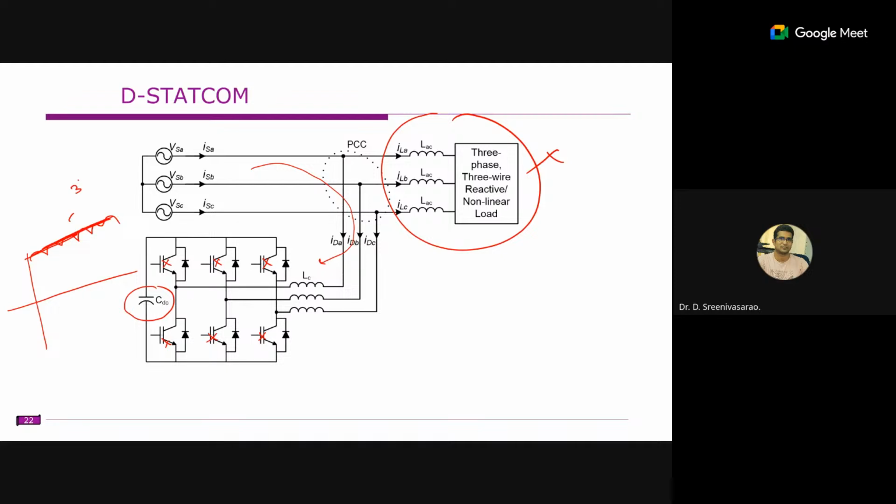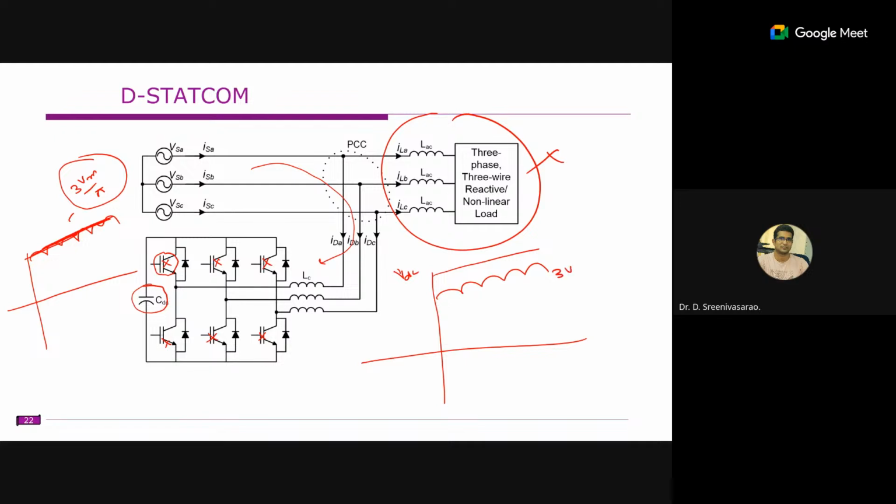So what is the minimum voltage? It is 3 Vm by pi. That means by default you are getting a voltage of 3 Vm by pi here. So if you want to make these devices forward biased, you must have a voltage higher than this. That means you need to select a VDC value somewhere here so that this IGBT will become forward biased. You need to select a voltage that is more than the diode bridge rectifier voltage.